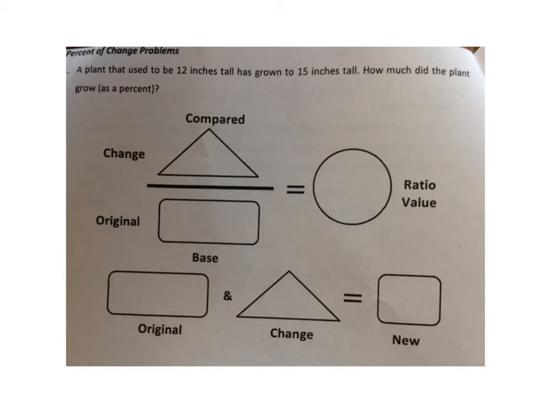Okay, this is a new type of diagram for us. It's probably the most complicated diagram that they give us. The question says a plant that used to be 12 inches tall has grown to 15 inches tall. How much did the plant grow as a percent? So right away I'm going to know that I need to know how much did the plant grow as a percent. We're looking for percent, so over here is going to be blank out of 100. And I want to know how much it grew. So there's going to be G as my label here, and growing is how much my label here.